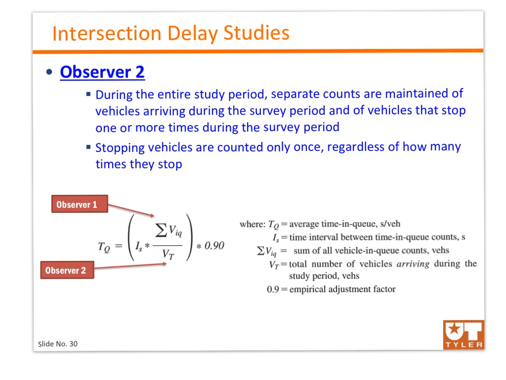So TQ is equal to IS, which is the time interval between vehicle in queue counts, times the summation of VIQ. VIQ, we get this from observer number 1, which is the sum of all vehicles in queue counts, and the units are vehicles, while VT, coming from observer number 2, measures the total number of vehicles arriving during the study period, times 0.9, which is an empirical adjustment factor that we're going to talk about in a second.